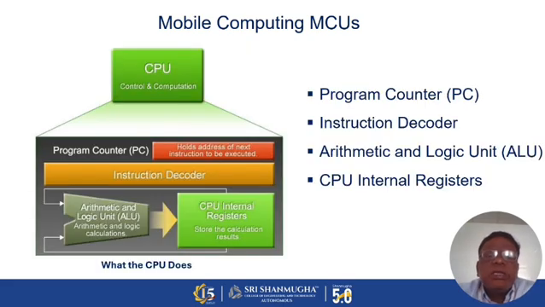So in mobile computing MCUs, normally four categories are there. One is the program counter, that is the PC, and then the instruction decoder, and then the arithmetic and logic unit, ALU systems, and then the CPU internal registers. These four combinations will arise in the CPU controller computations.